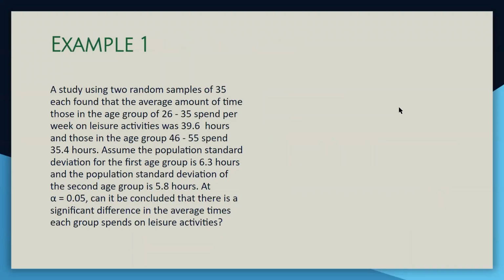So let's go ahead and work through example 1. It says a study using 2 random samples of 35 each found that the average amount of time those in the age group of 26 to 35 spend per week on leisure activities was 39.6 hours. And those in the age group of 46 to 55 spend 35.4 hours. Assume the population standard deviation for the first age group is 6.3 hours, and the population standard deviation of the second age group is 5.8 hours. At alpha equals 0.05, can it be concluded that there is a significant difference in the average times each group spends on leisure activities?